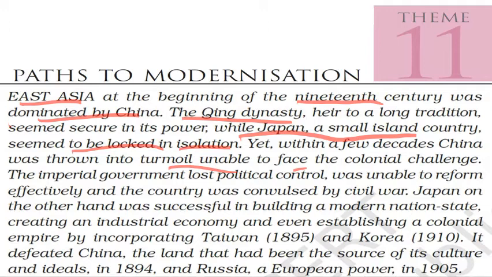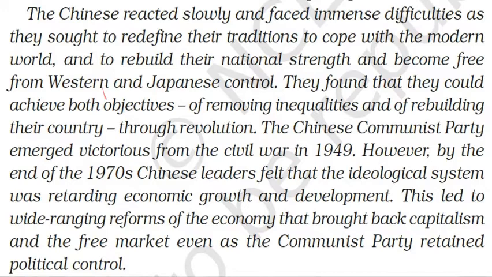Japan, on the other hand, was successful in building a modern nation state, creating an industrial economy, and even establishing a colonial empire by incorporating Taiwan and Korea. It defeated China, the land that had been the source of its culture and ideals, in 1894, and Russia, a European power, in 1905.